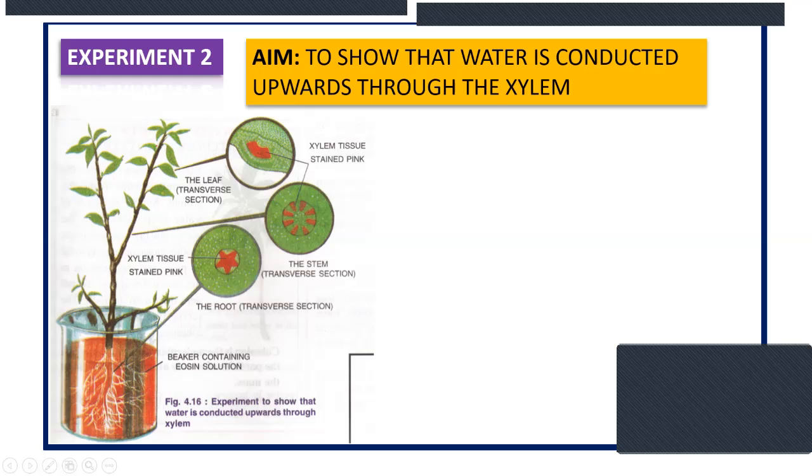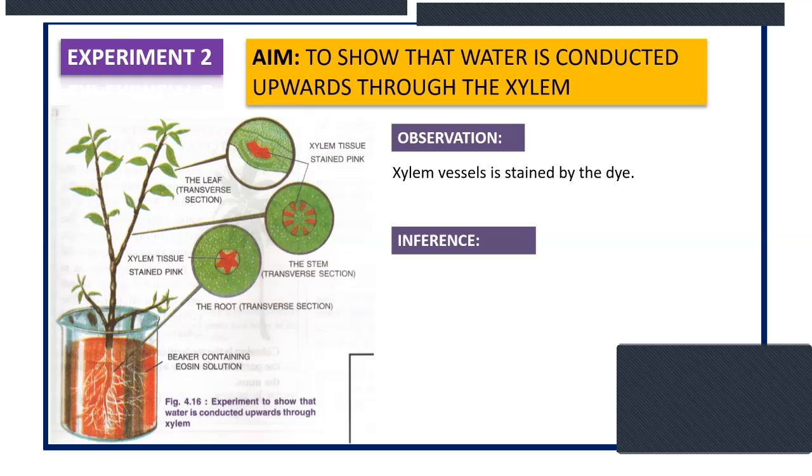After a few hours, this plant is taken out, washed thoroughly in tap water, and then cross sections of root, stem and leaves are examined under a microscope. When we see it under the microscope, we observe that the xylem of root, stem and leaf has turned pink in color, due to absorption of this dye. This indicates that water is conducted upward through the xylem.